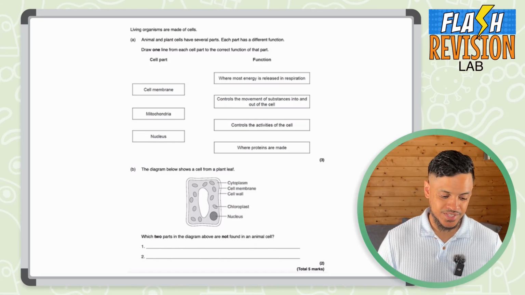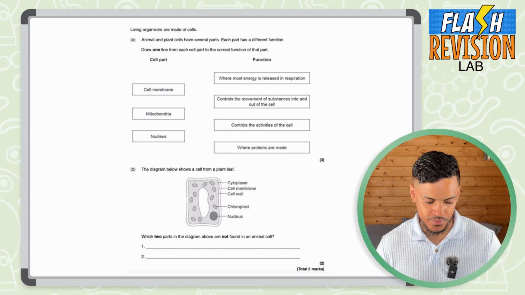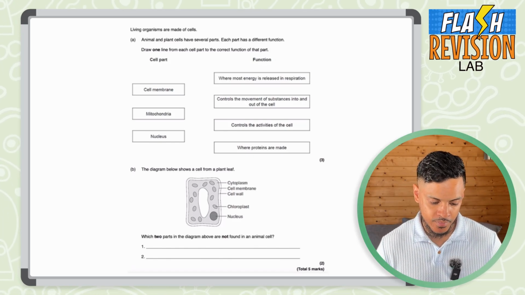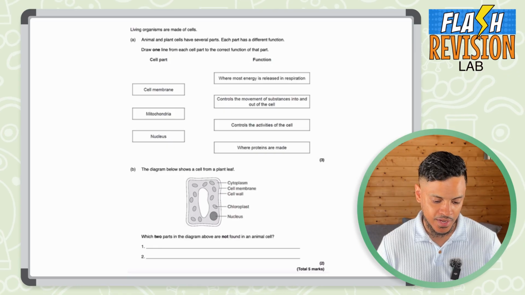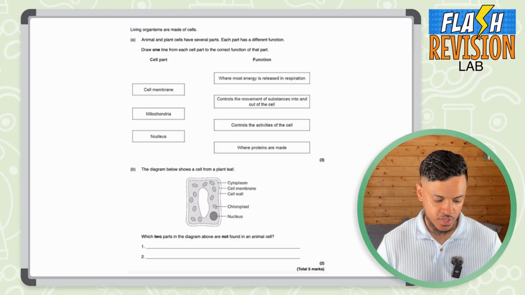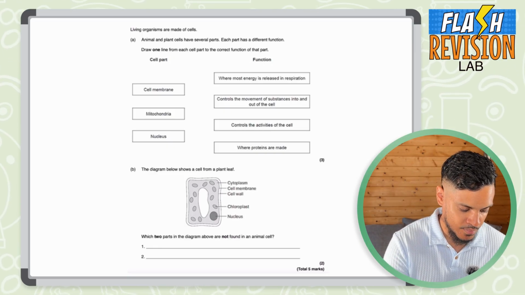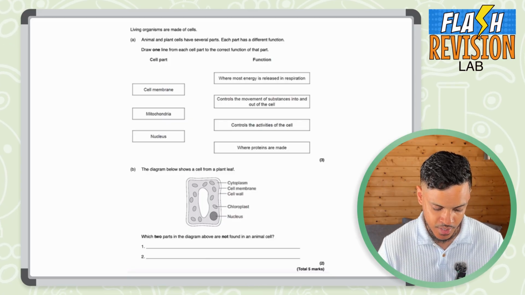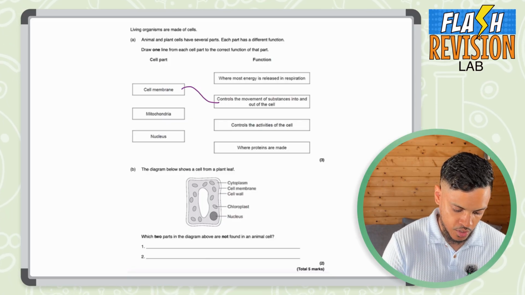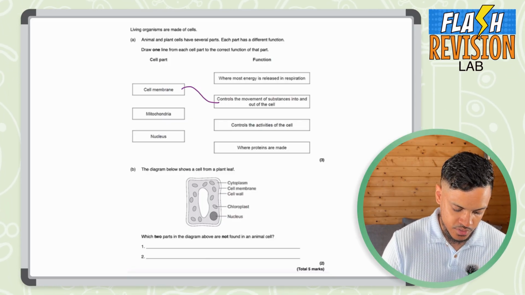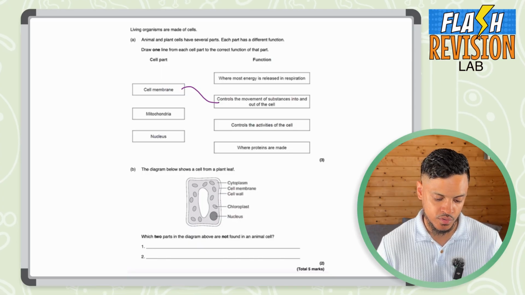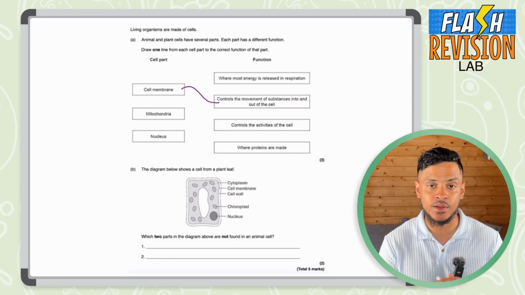Okay, so we've got a question here on plant and animal cells. It says draw one line from each cell part to the correct function of that part. So first of all, what does a cell membrane do? A cell membrane controls what goes in and out of the cell. So the answer here would be controls the movement of substances into and out of the cell.